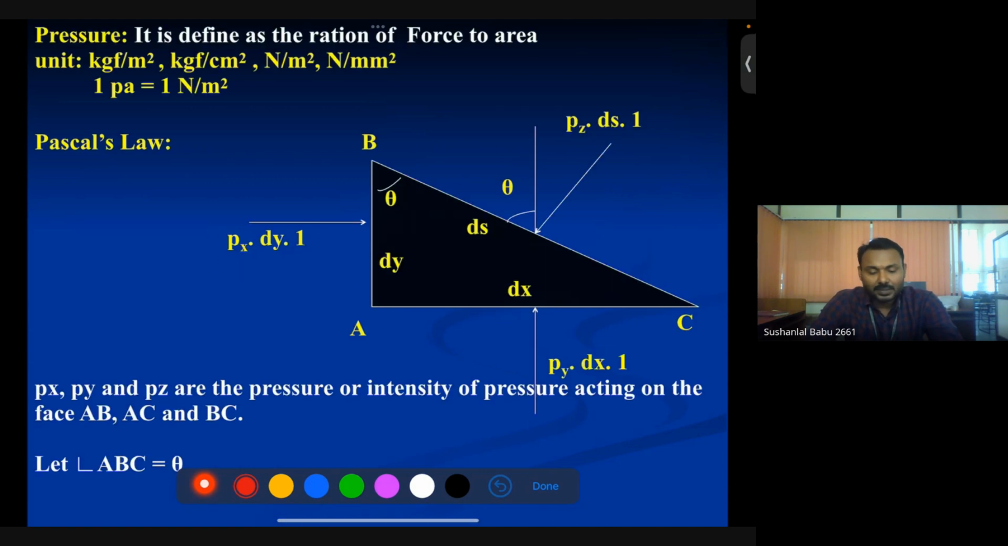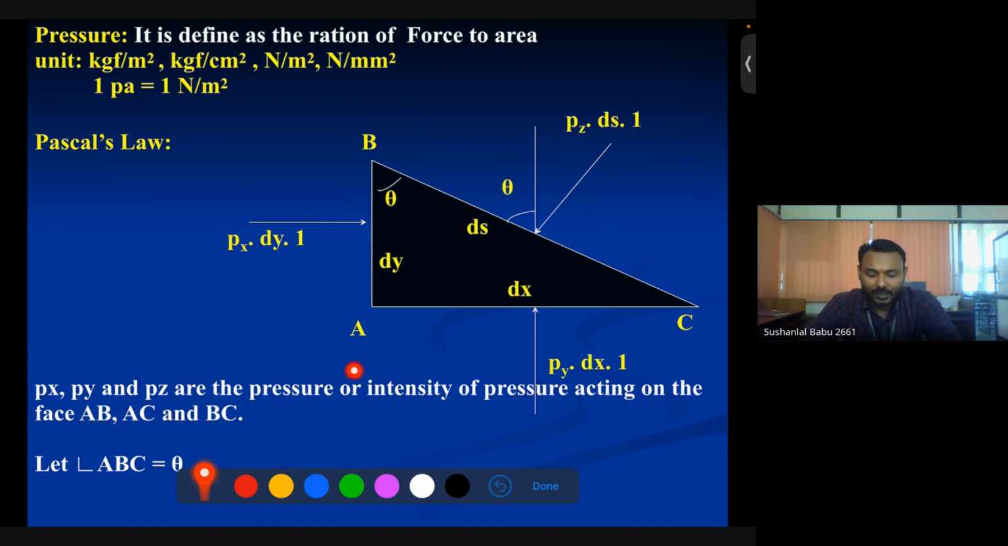So what is pressure? We can define pressure as the ratio of force to area. That is the normal expression, and the unit can be kgf per meter square, kgf per centimeter square, Newton per meter square, or Newton per millimeter square. We also know 1 Pascal is equal to 1 Newton per meter square.